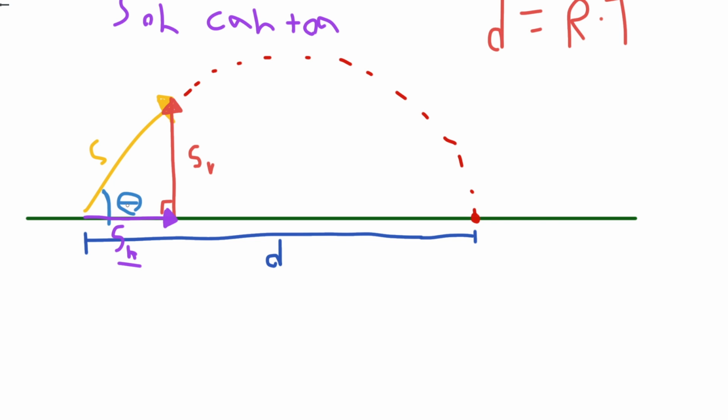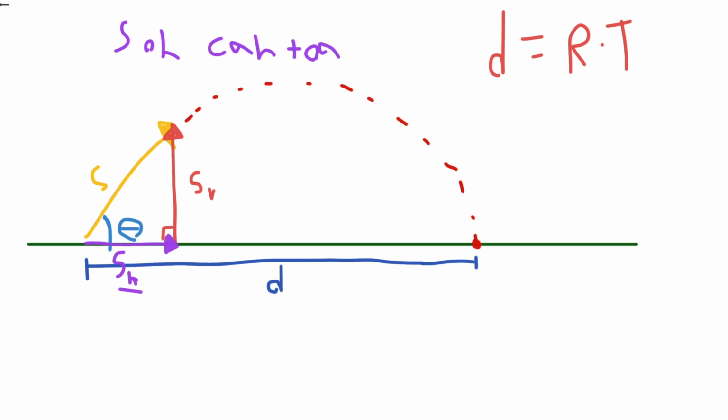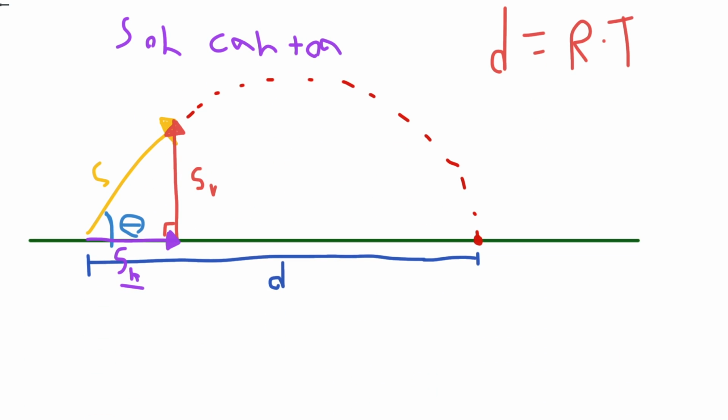Let's try and figure out SV first, or S vertical. So S vertical equals what? Well, we can use the first part of SOHCAHTOA, which says sine is equal to opposite over hypotenuse. We know the angle theta and the hypotenuse, so we just have to solve for the opposite side. What's opposite theta? It's going to be S vertical.